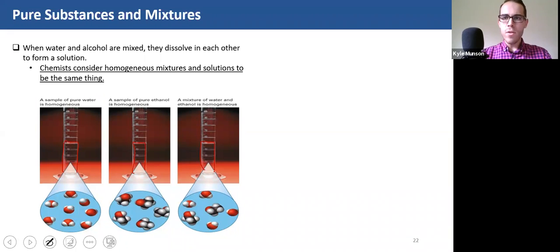So what do you notice about these things? I'll give you some time to think about it. All right, have you thought about it? Well, there's really no difference visually between these things. They're all in a graduated cylinder. They're all the same volume, it looks like. They're all 50 milliliters by the look of it. They're all the same color. So what does that mean then?